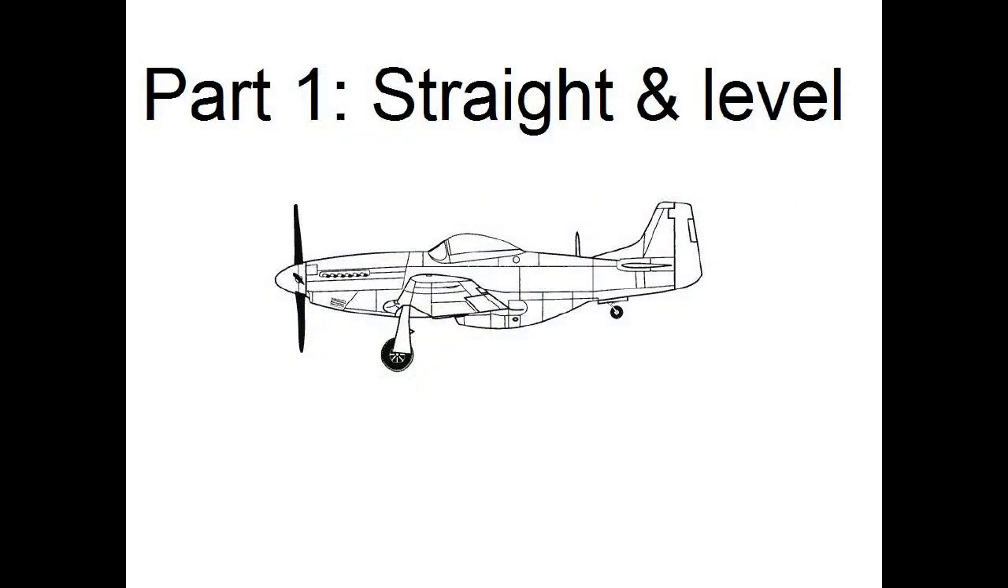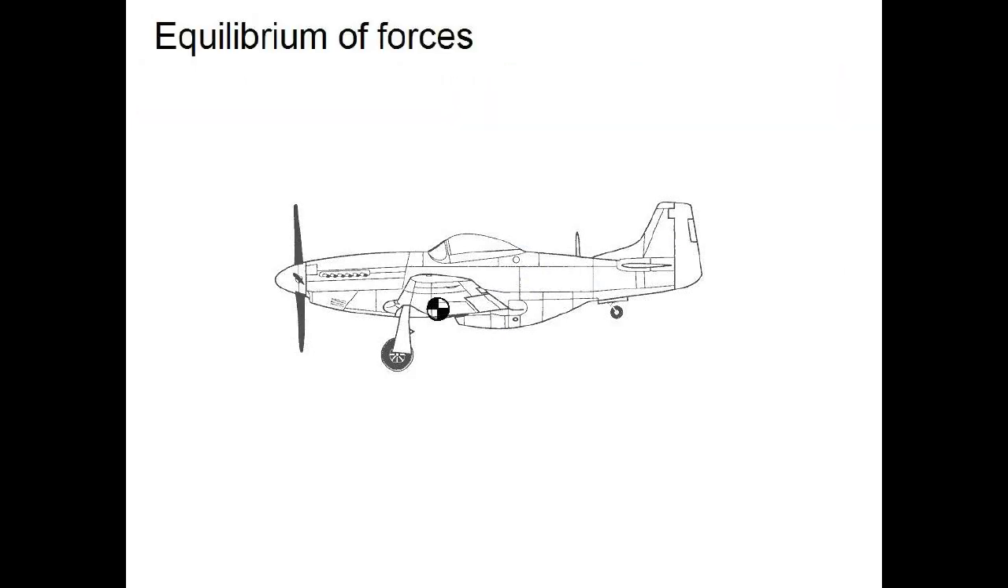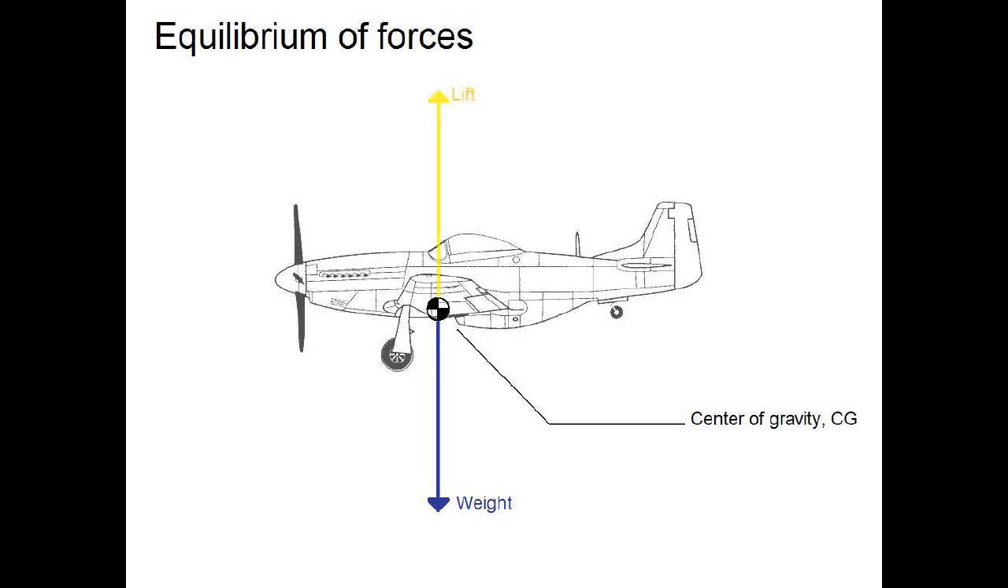Let's start off with some theory first. In order to remain in an unaccelerated, straight and level flight, we have to create an equilibrium of forces. There are four forces attacking the center of gravity of an aircraft, divided into two pairs of counteracting forces. The weight is pulling the aircraft straight down, counteracted by the lift created by the wing. Any body traveling through the air produces drag, which is opposed by the thrust force created by the engine.